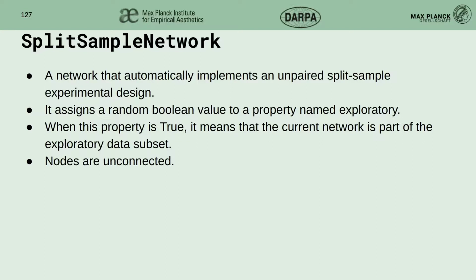Another network that's been developed is the split sample network. And this is interesting because this is an example of trying to think about the network structure implied in existing experiment designs. And so here what you're doing is randomly assigning people to groups and conditions.